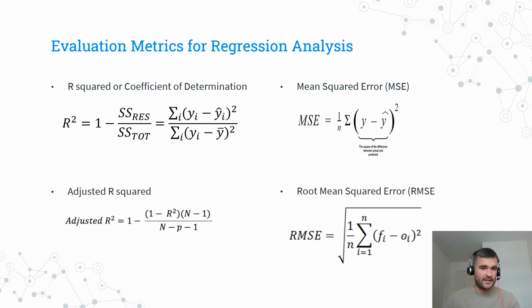The next one is the mean squared error. This is the mean squared difference between actual values and the predicted values, and the root mean squared error is the standard deviation of the errors or the residuals. The RMSE, as it's known, the root mean squared error, penalizes the large errors, whereas the mean squared error doesn't.